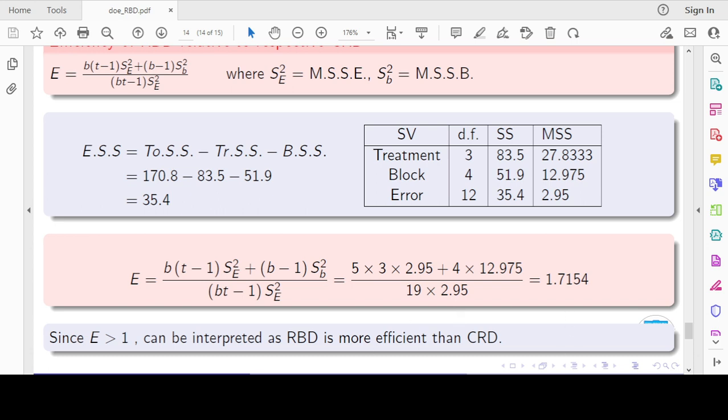Then we write the conclusion from this. Since E is greater than 1, this efficiency we have obtained is greater than 1, it can be interpreted as RBD is more efficient than CRD. Since we are getting a value greater than 1, we conclude that RBD is more efficient than CRD here, and it is the obvious thing here.